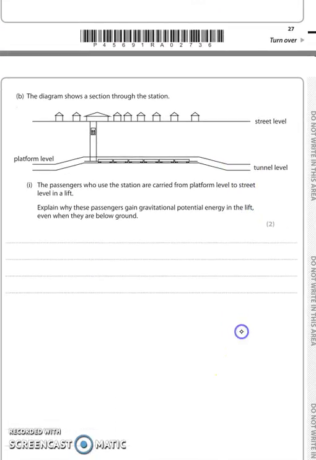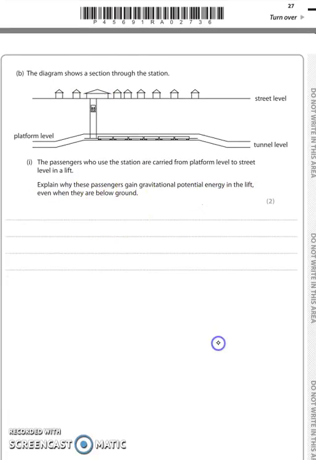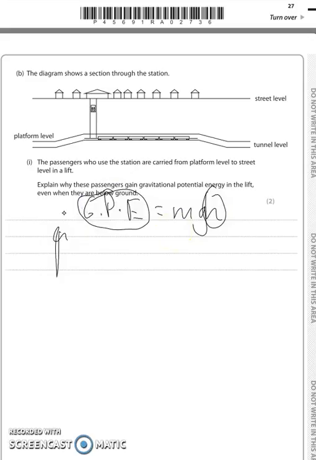The diagram shows a section through the station. The passengers who use the station are carried from platform level to street level in a lift. Explain why these passengers gain gravitational potential energy in the lift, even when they are below ground. So, 2 marks here. You could say that GPE equals mgh. Passengers have to move upwards to a higher point. So if they're moving upwards, h would be positive, so you are gaining gravitational potential energy.